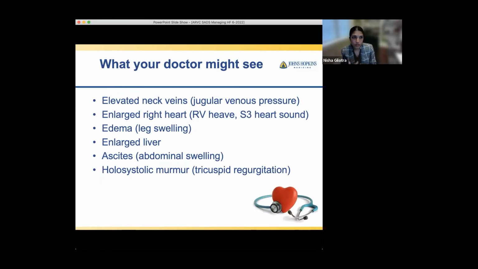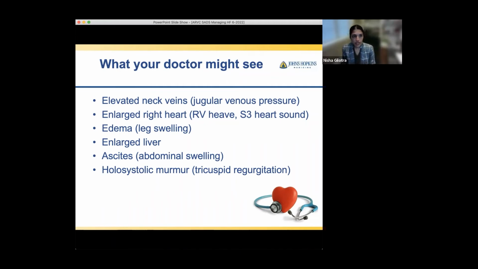So what might your doctor see? We look at the neck veins. If anyone's been to see a cardiologist or heart failure cardiologist, we might have you turn to the side and be staring at your neck. That's because these neck veins, the internal jugular vein, connect directly to the right side of the heart, and it gives us an estimate of how much back pressure or fluid is there on the right side of the heart. We might also see clinical signs of an enlarged right heart. You might actually feel an RV heave. The way the heart sits in the body, the right ventricle is the forward-most part, under the sternum. So if it's under pressure, you can actually feel an RV heave or hear an extra heart sound called an S3.